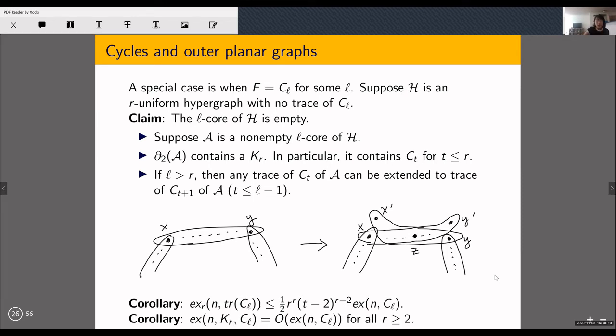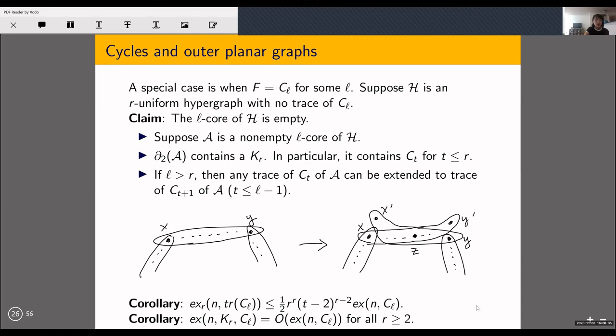And also as a corollary, this will tell us an upper bound, at least, for the maximum number of cliques of order R in a CL-free graph. So this result was already known by Gerbner and Lumens, but this gives us a different proof of the same result. Okay, so that was for cycles.